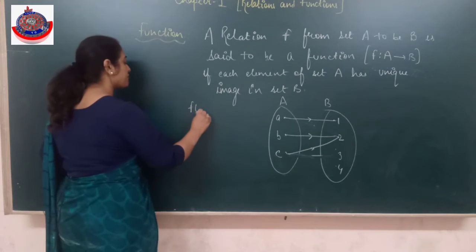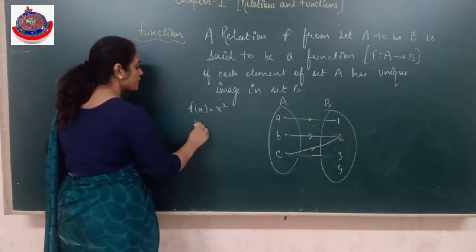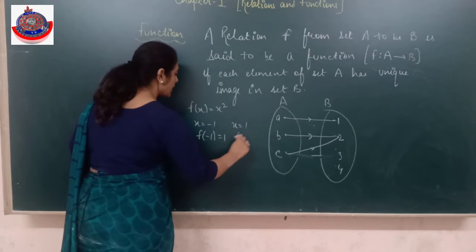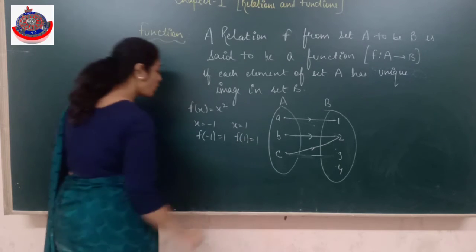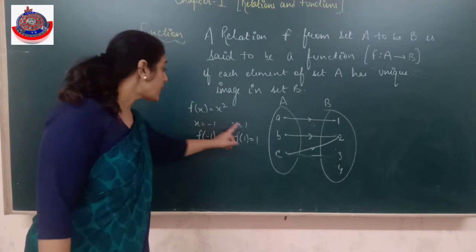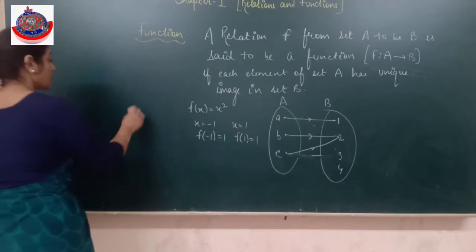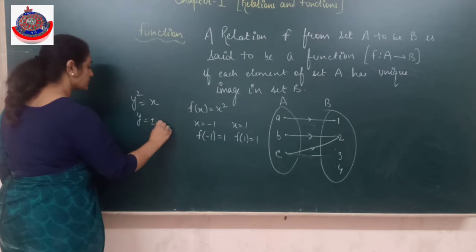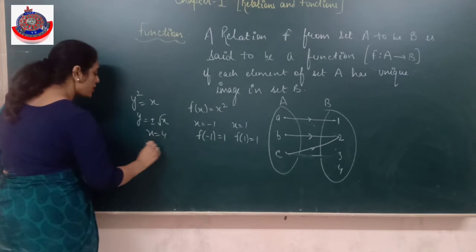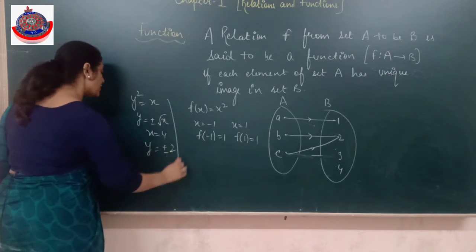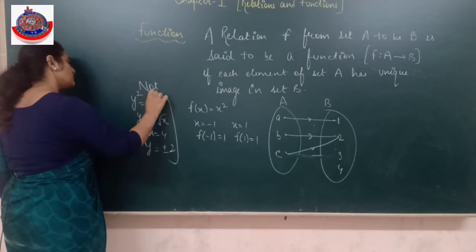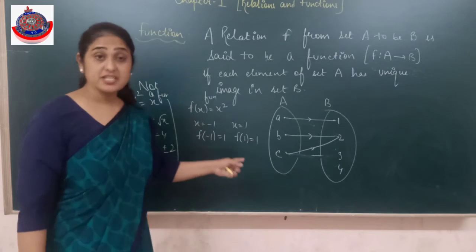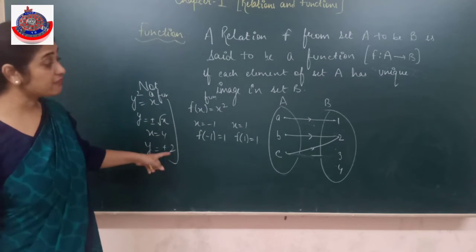For example, if I have f(x) equals x square as a function, if I put x equals -1, then I get 1. If I put x equals 1, then also I get 1. This all we have done in class 11. So 2 elements can share the same answer. But suppose this is a function, if I put x equals 4, I am getting 2 answers. So this is not a function. This is a function. 2 elements can share the same answer, but one element cannot have 2 answers.